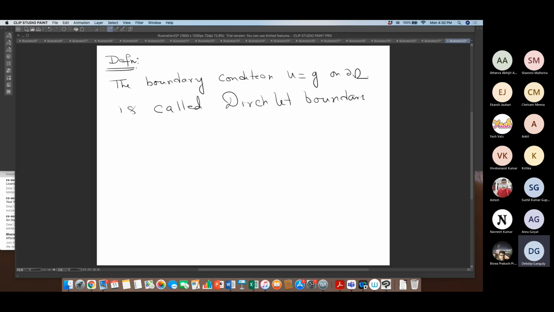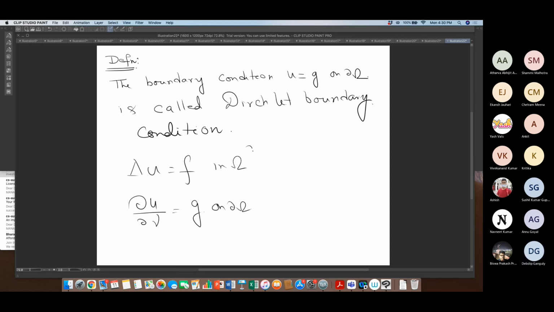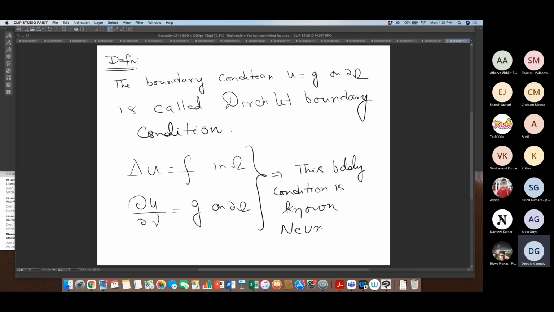There are other types of boundary. Sometimes it will be like this: Laplacian u = f in omega, and del u by del nu is given on the boundary as g, not u. Instead of u = g being given, it is given that del u by del nu = g on del omega. This type of boundary condition is known as the Neumann boundary condition.